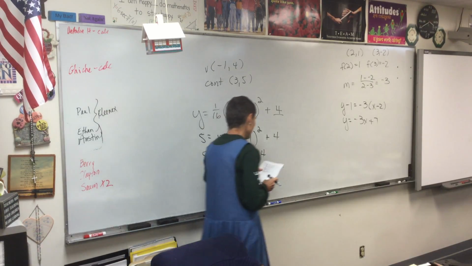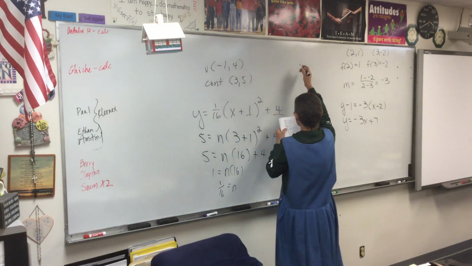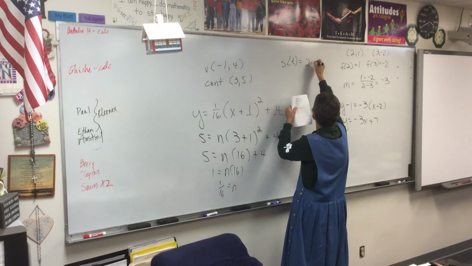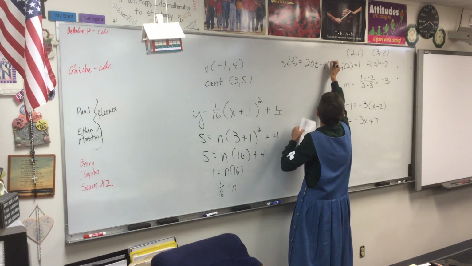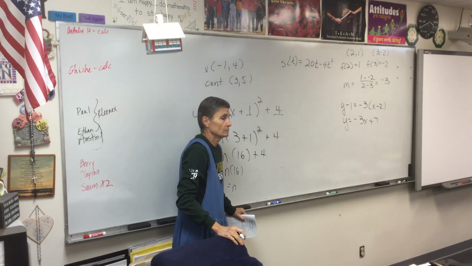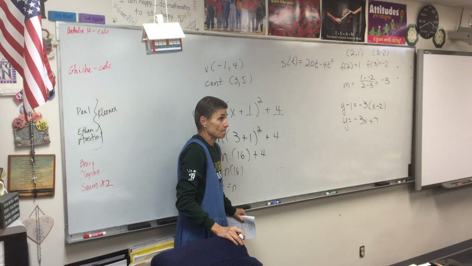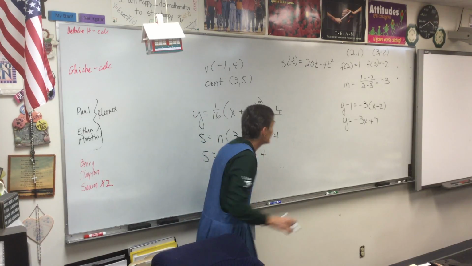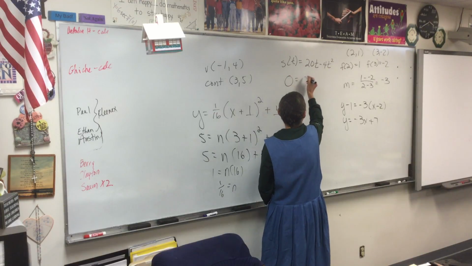An object is thrown, and its height is given by this equation. So this is the height. Call it h if you want. When does it hit the ground? How do I figure that out? Do you find the 0? Yeah, because what do you know about it if it's hit the ground? You know its height is 0.